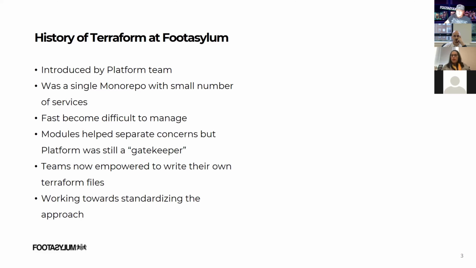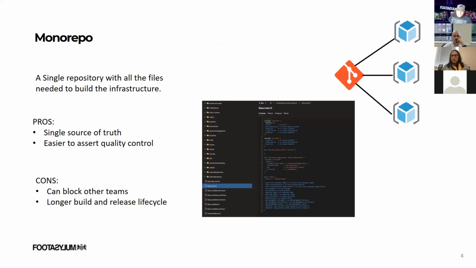So a Monorepo, as I alluded to earlier, was a single repository, and it still is a single repository from platform's perspective, with a little screenshot here of some of the services that we have created. It's a single repository that builds the infrastructure into multiple different resource groups in Azure.